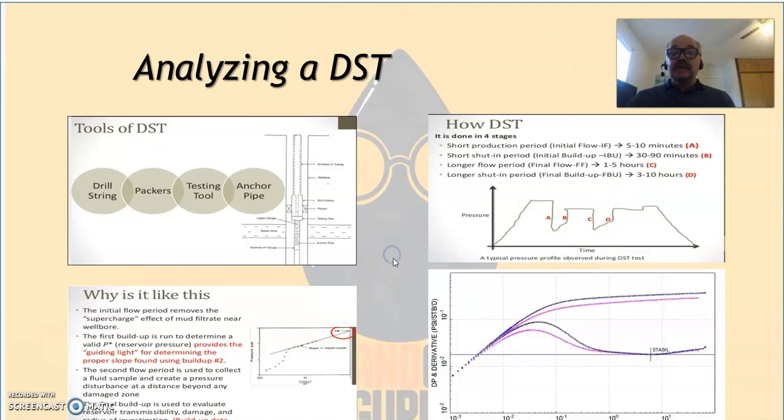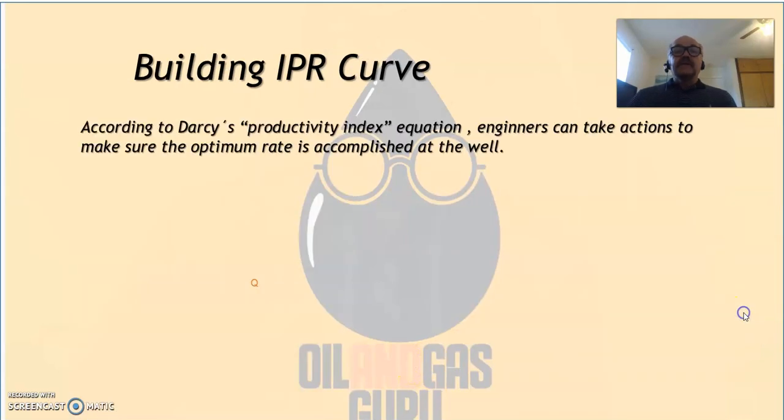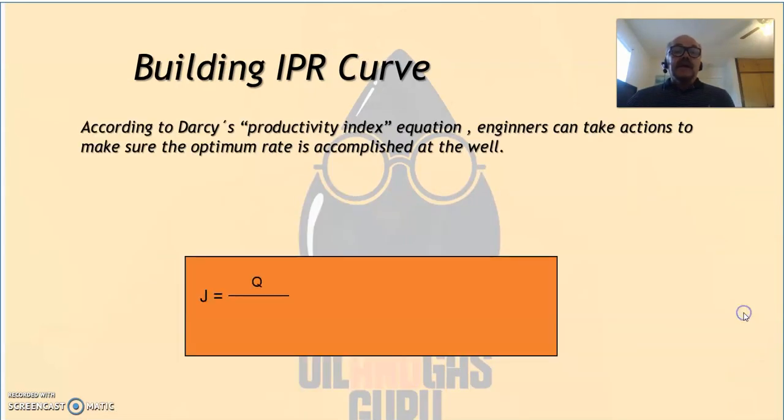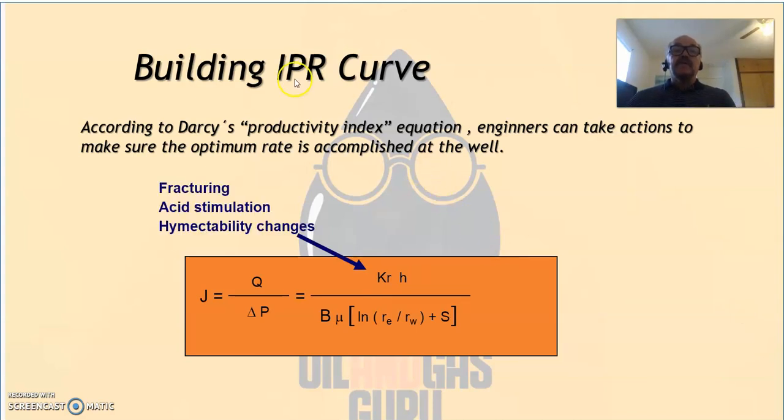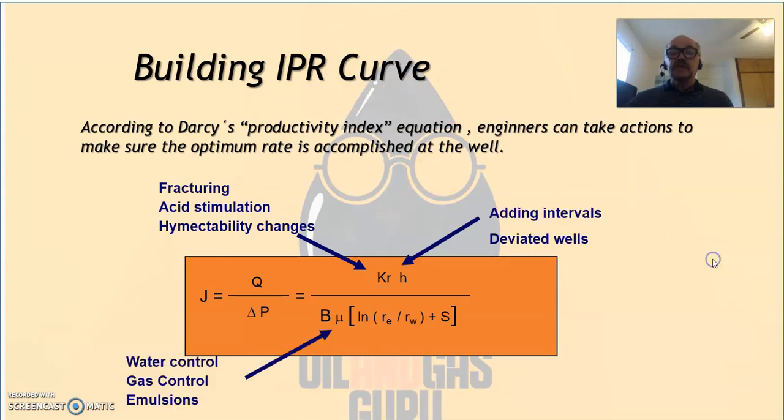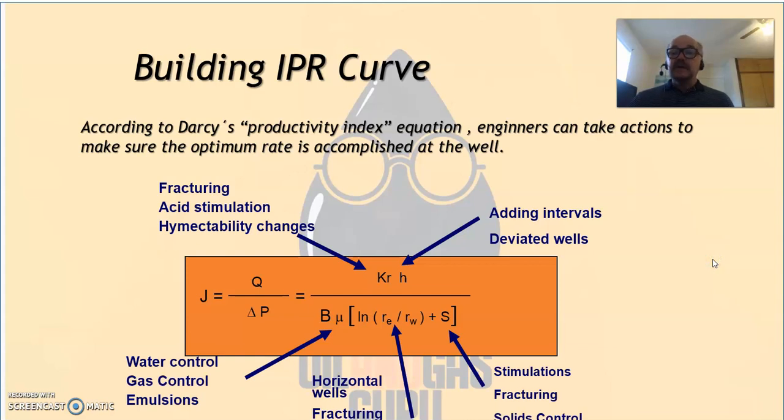Finally, we look for the sample curves to match them with the real one. It's like a build-up, so we can see all the properties. So we are ready to build our inflow performance relationship curve, which is how much the reservoir can put into the well, right?